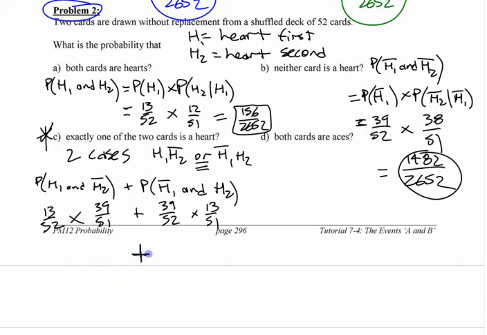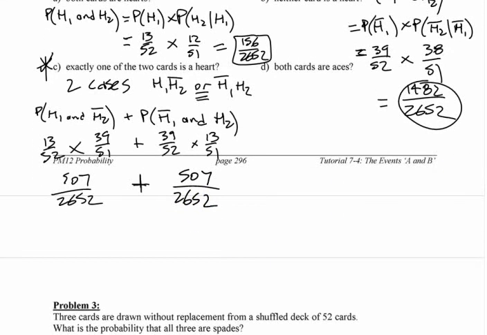Anybody done that and tell me what it is? 2652. That's them together or each one separately? Separately, it's 507. Okay, 507. If you just multiply out two fractions, it's saying it's going to happen in that order. If you just multiply out 13 out of 52 times 39 out of 51, you're saying it's going to happen in that order, the heart, then the non-heart. You got to consider both cases. Okay, there's two cases to consider there.